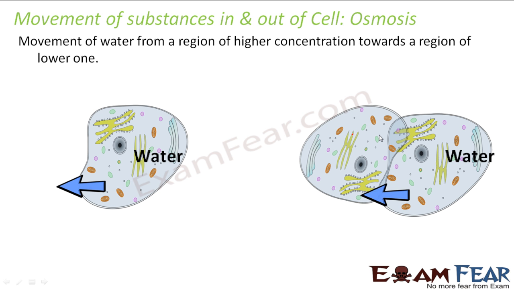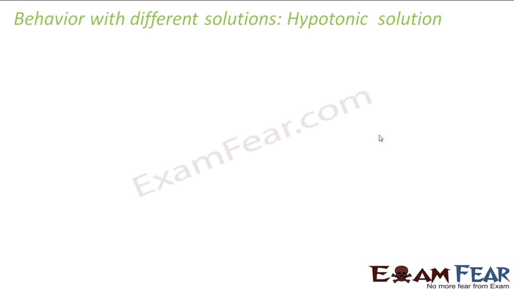And diffusion or osmosis will take place only if there is a difference in concentration, so that the gases or water can move from a region of higher concentration towards lower concentration. Right? Okay. Now let us look at the behavior of a cell with different solutions. Let us suppose we take an animal cell and dip it inside some liquid. So how does it behave? How does the behavior of the cell change if the type of the liquid changes?